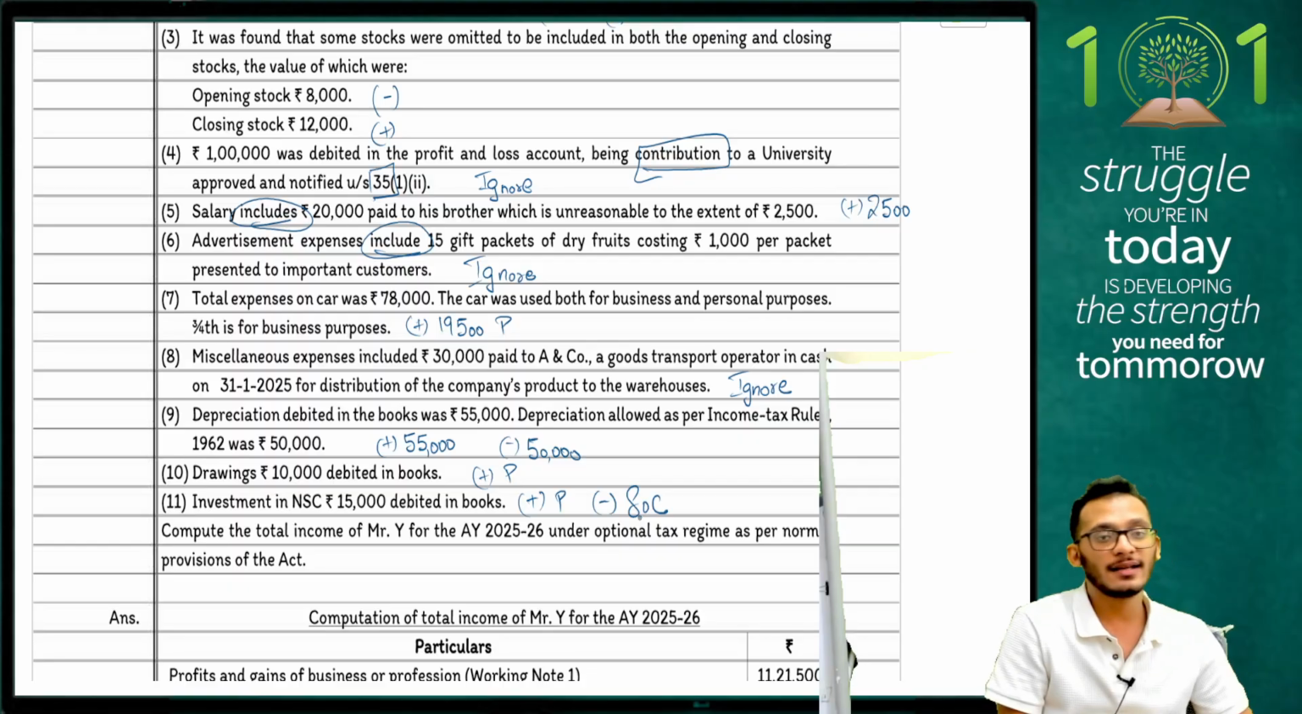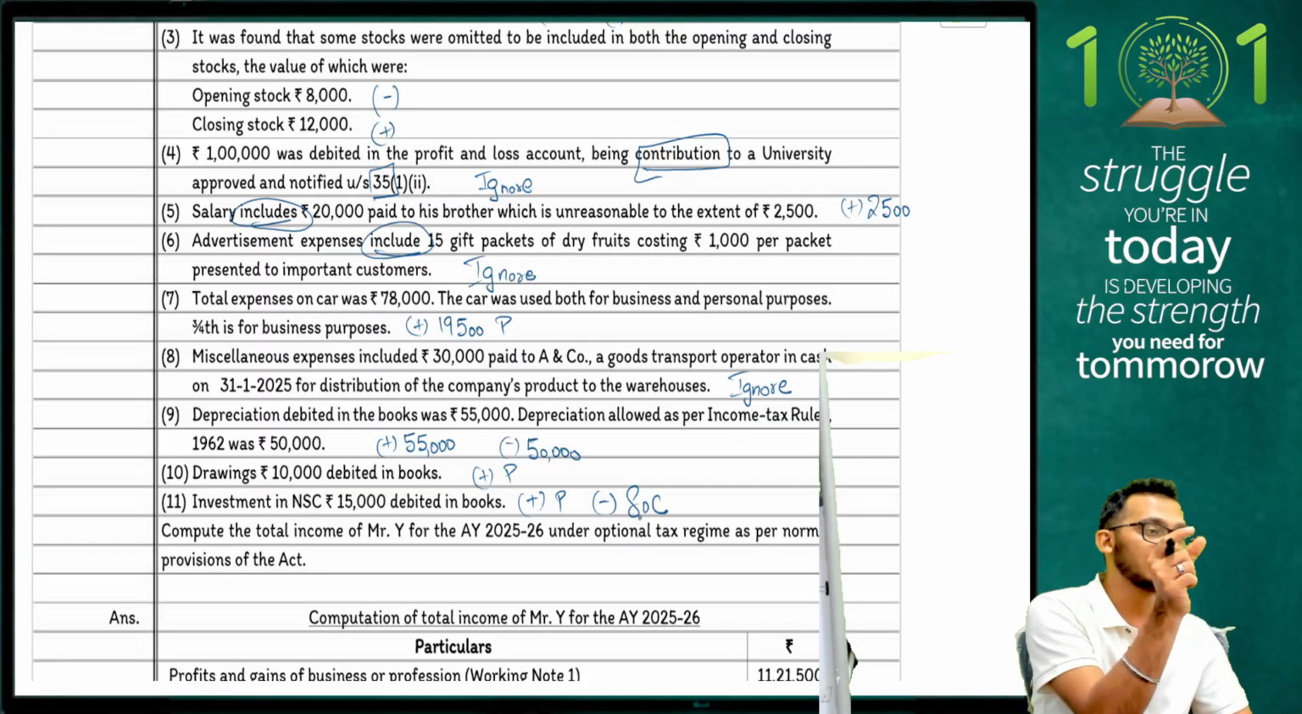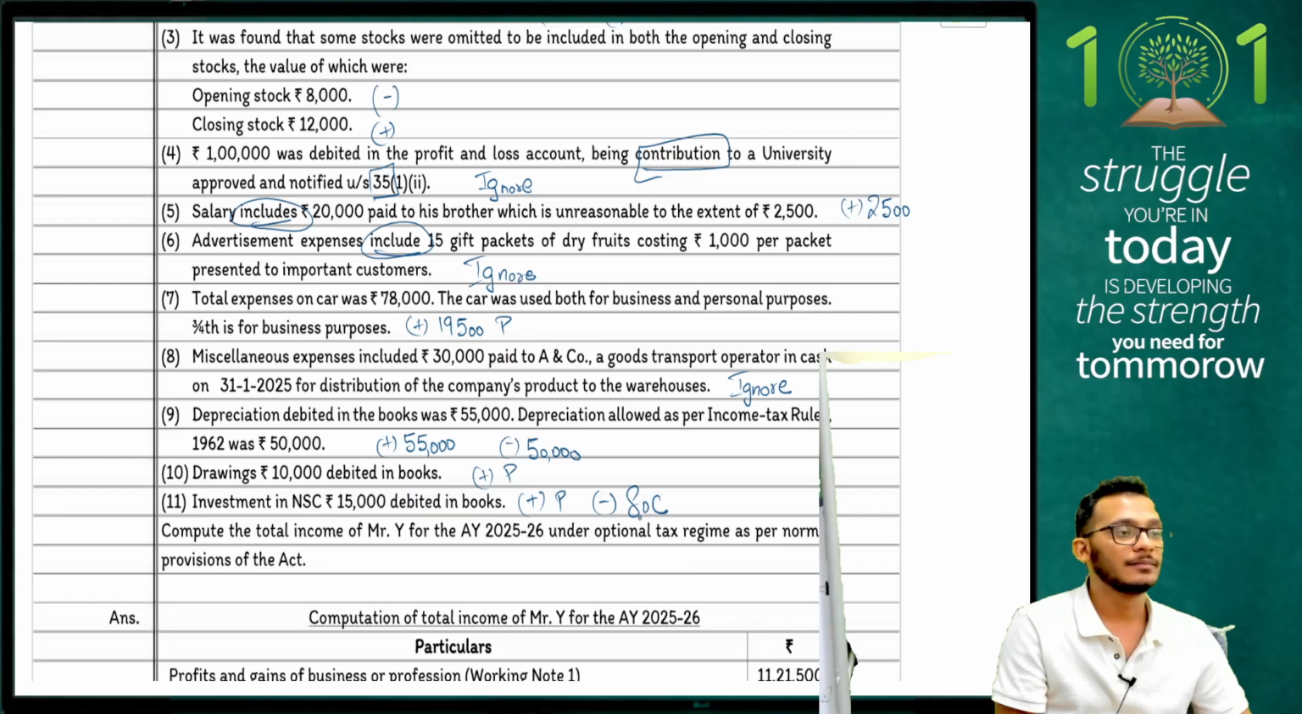So read the lines very carefully to find whether it is saying the word includes or saying the word not considered. Samajh mein aa raha hai?